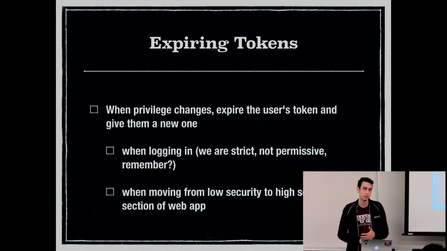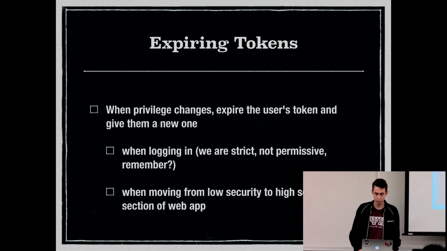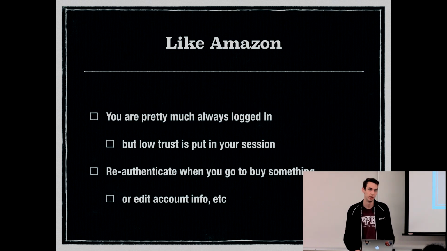Other reasons to invalidate or expire tokens is when privilege level changes. One really good example of this is Amazon. On Amazon, you're basically always on your account, but every time you try to do something important, they make you re-authenticate. So it's kind of like they lose trust in your token pretty quickly, even though they'll still be willing to associate it with you as a user.